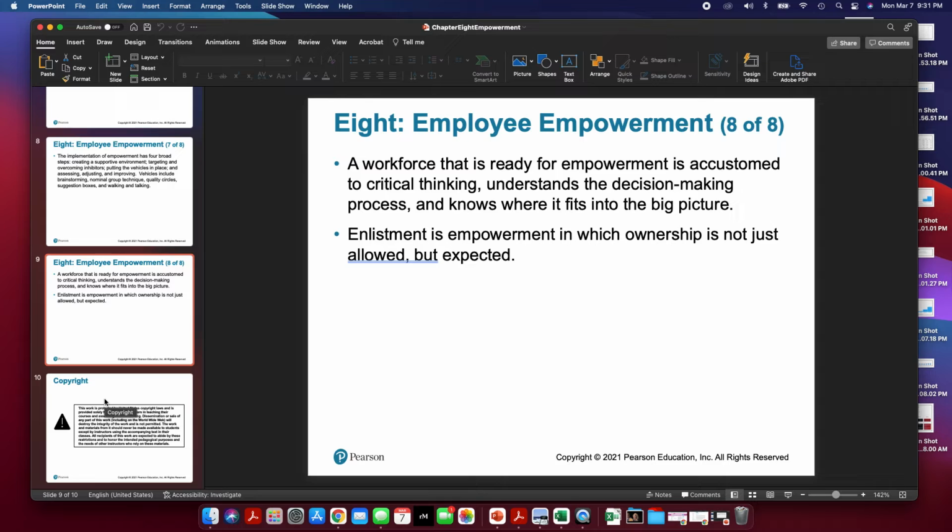Finally, a workforce that is ready for empowerment is accustomed to critical thinking, understands the decision-making process, and knows where it fits into the big picture. It's important that before you instill this culture, you do training, that you talk about these types of vehicles and exercises, and that people all buy in and are moving in the same way. Now, enlistment is empowerment in which ownership is not just allowed, but expected.